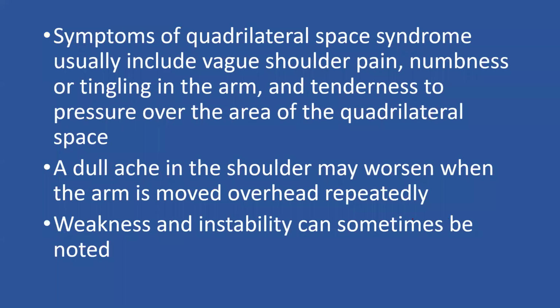Symptoms of quadrilateral space syndrome usually include vague shoulder pain, numbness, or tingling in the arm, and tenderness to pressure over the area of the quadrilateral space. A dull ache in the shoulder may worsen when the arm is moved overhead repeatedly. Weakness and instability can sometimes be noted.